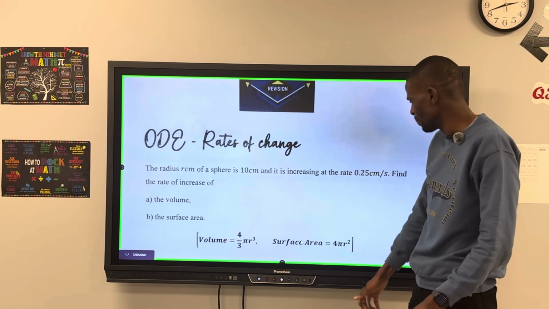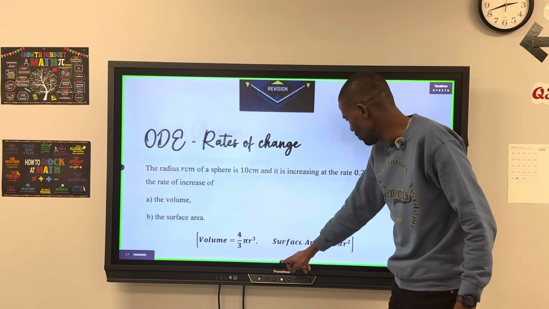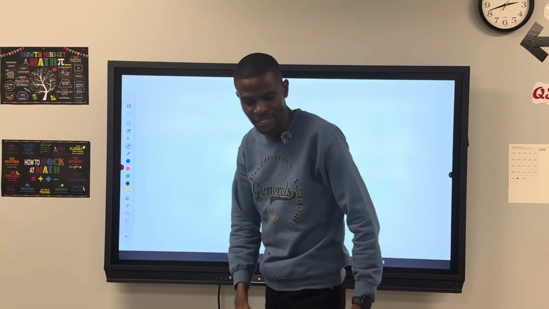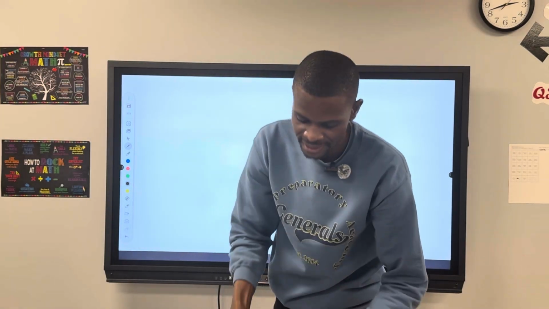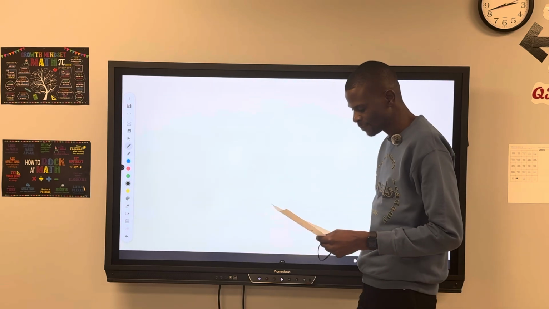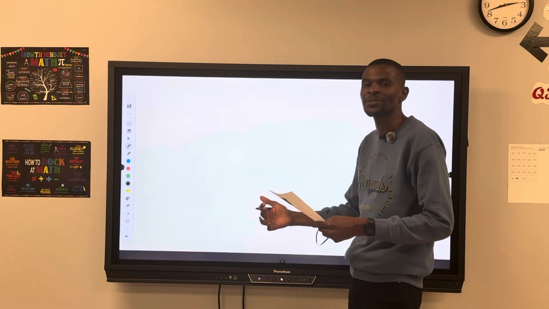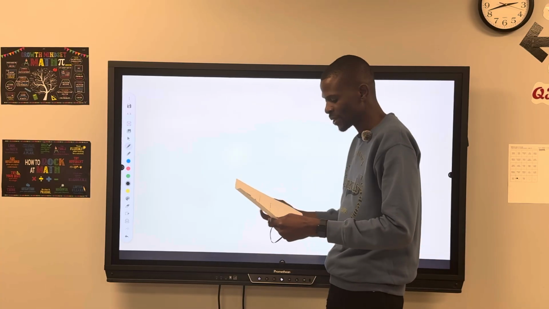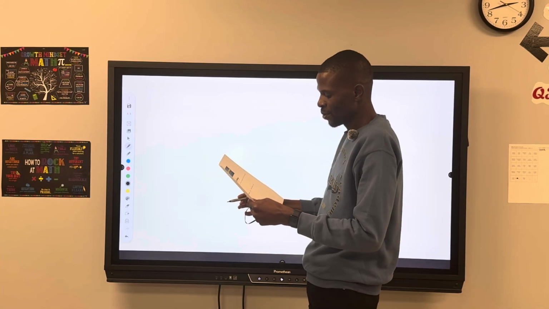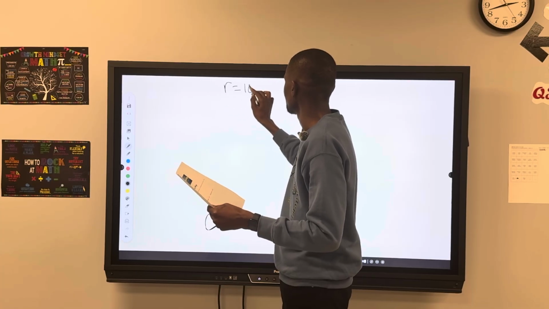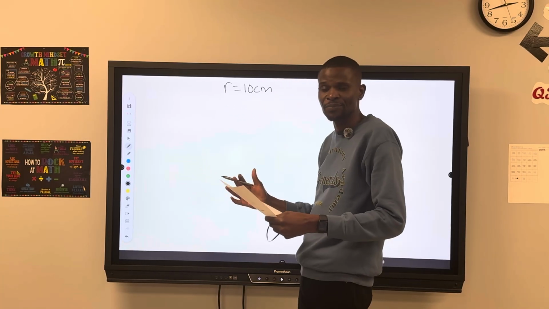Right, so with that being said, let us now move on to the question. We need to solve our question here. The question reads: the radius r of a sphere is 10 centimeters and it is increasing at the rate of 0.25 centimeters per second. So we need to write that down, right? We are given that our radius is 10 centimeters. That's the given information.